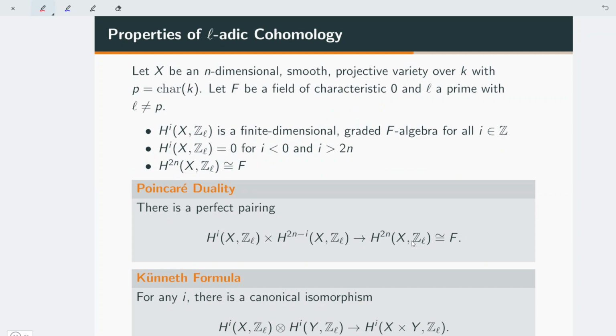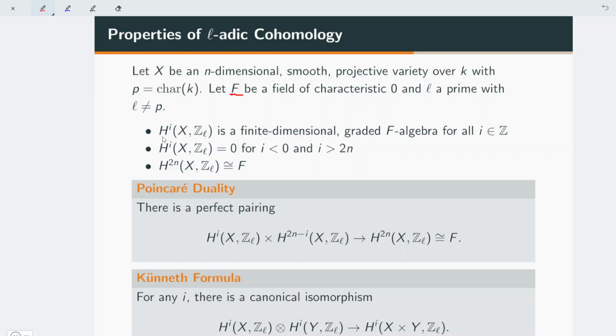Okay, so what are some new properties of the l-adic cohomology? X is an n-dimensional smooth projective variety over a field K, which no longer needs to be algebraically closed, I think. p is the characteristic, and typically we're interested in when that's a prime. Something new here is that we have this field F, which is called the field of coefficients. It's a field of characteristic 0, and we pick some prime L. Again, that's not p.